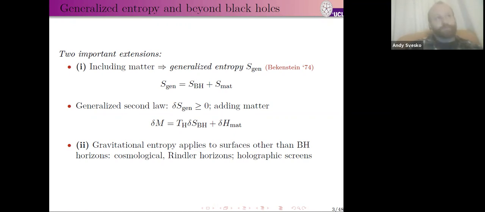One way of doing it is working in a path integral, using an on-shell Euclidean path integral, where you're working in the canonical ensemble at a fixed temperature. But you can also define it using a microcanonical ensemble, and that'll be key later on in this talk, as well as hopefully in our forthcoming paper.